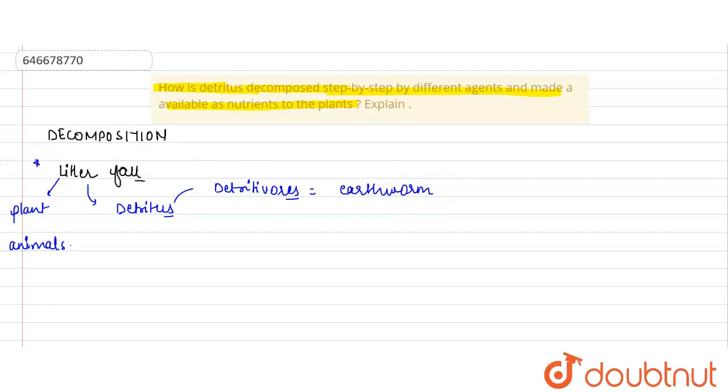So the cycle will start from the first step, that is, the detritus will be broken into small pieces, which is called fragmentation. So the leaves will be broken down into smaller pieces, called fragmentation. Now from the smaller pieces, what will happen? The next process is the leaching.